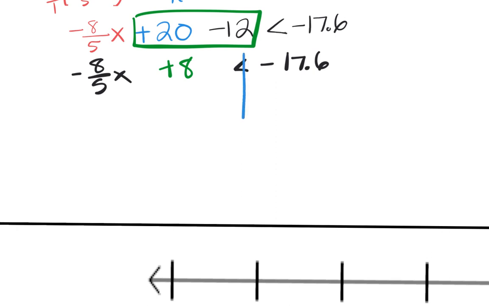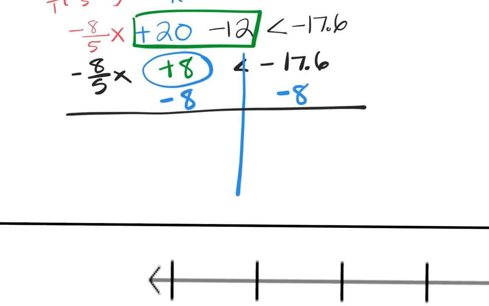So then I draw a line through my symbol. I work on the side with the variable, so on the left side. We're going to circle our constant, which is plus 8. To undo plus 8, we're going to subtract 8. What I do on one side, I must do on the other. So the 8's go away. I still have negative 8/5 x. Negative 17.6 minus 8 is negative 25.6.